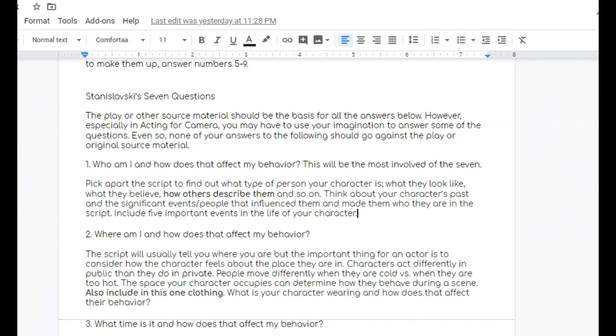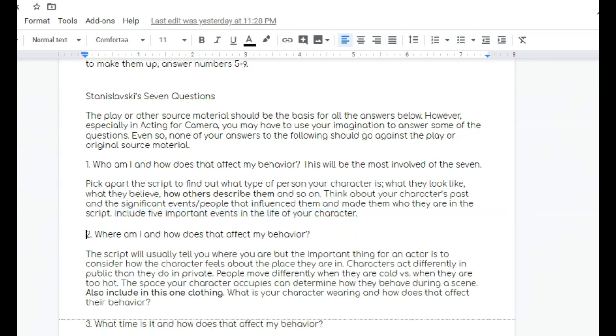and what has made them who they are. Include 5 important events in the life of your character. That's going to take some thought. That might take some creativity on your part, but what are some important things that have happened to them in the past?